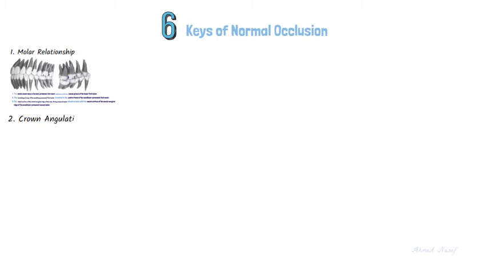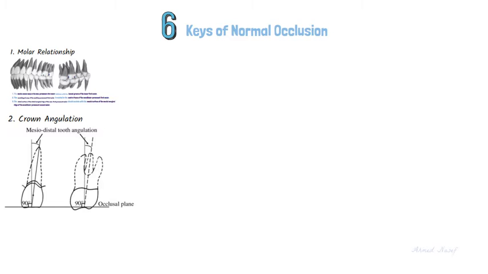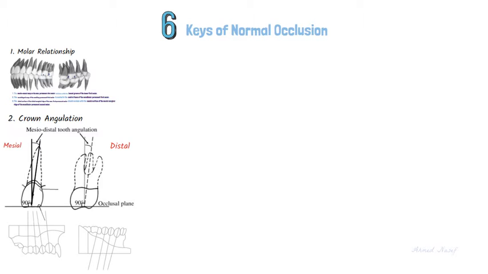And the crown angulation is really the mesiodistal tip of the long axis of the crown. So this is just an angle that's formed between the long axis and a line drawn perpendicular to the occlusal plane. And this angle is said to be positive when the gingival portion of the crown is distal to the incisal portion, and vice versa. So in normal occlusion, this angle is positive for all teeth. This means that the crowns should have their gingival portion distal to the incisal portion.